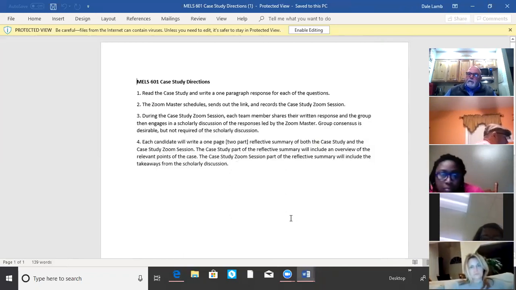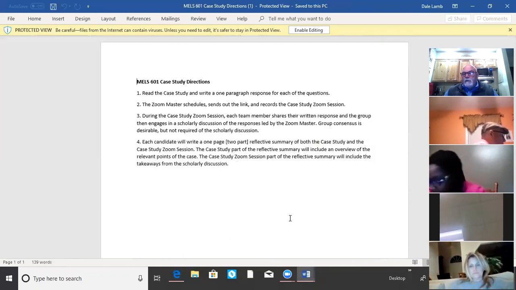You read the case, you write a 1 paragraph on each of the 4 questions, you have a Zoom session, you share those, you have a scholarly discussion. Again, consensus is not required, but come up with what you think are the right answers to the questions. And then you write your reflective summary about the process of reading the case, writing the paragraph, sharing it with others, the scholarly discussion. Make sure you cover that in your reflection.